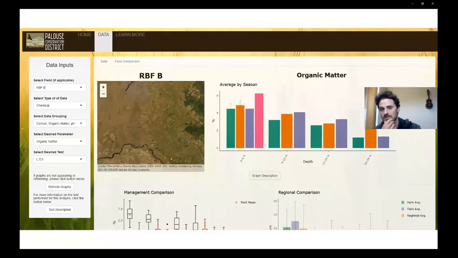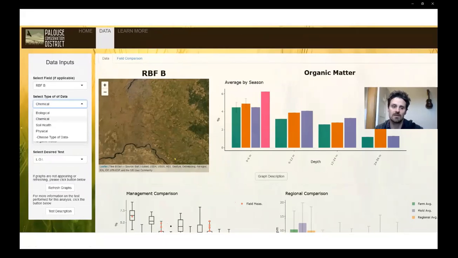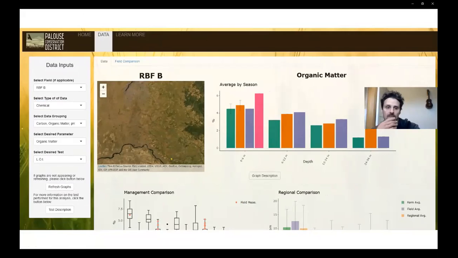And this is what it looks like once they get in there. You can see on the left-hand side where it says data inputs, producers can select their specific field. It depends on the person, but there could be up to 5 fields that we're sampling for these folks. They can select the type of analysis, and we've broken that down by biological, chemical, soil health, and physical. And then they can select their data grouping, desired parameter, and the test.